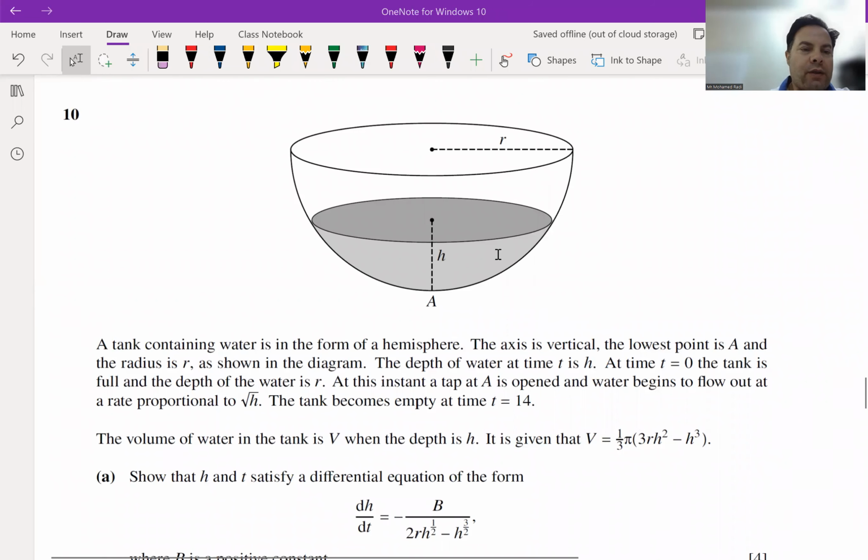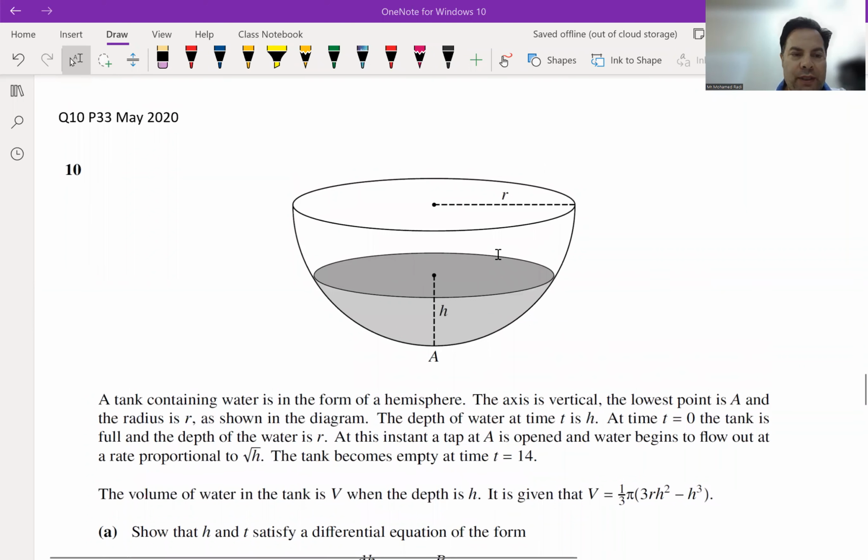Hello guys, in this tutorial I'm going to solve question number 10, paper 3, May 2020. We have a tank containing water in the form of a hemisphere. The axis is vertical, the lowest point is A and the radius is R. The depth of the water at time t is equal to h.